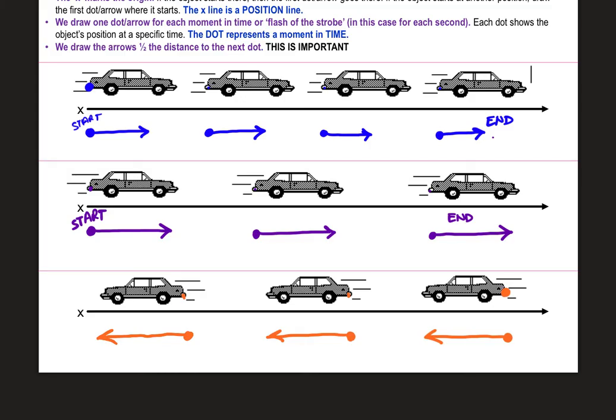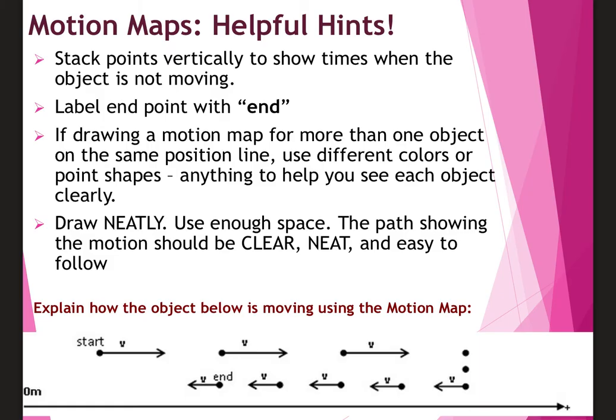Notice the velocity vector. The arrow shows the direction. It's traveling to the left now. I'm going to make sure I mark my start and my end position. And that's how you draw a real basic motion map. We take a look at each moment. We draw a dot at the correct location. And then we draw arrows that are about halfway the length of the space between the dots.